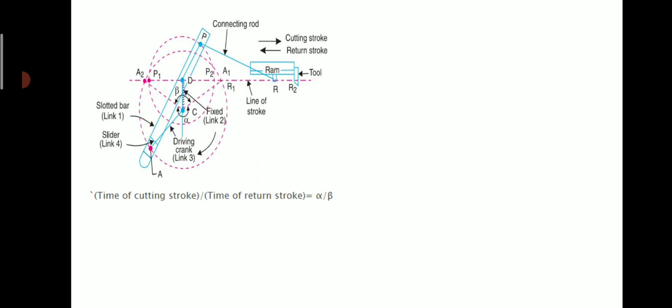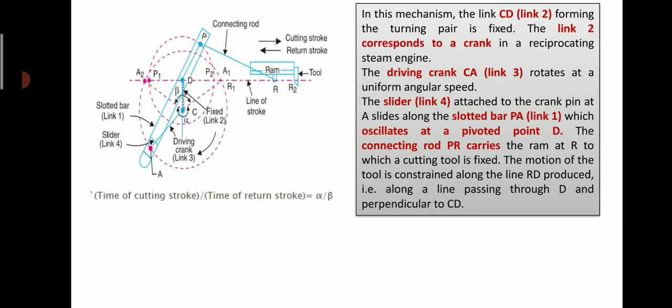The second mechanism you will see in this figure is the Whitworth quick return mechanism. In this mechanism you will see that the link CD, link number 2, forming the turning pair is fixed. The link number 2 corresponds to the crank in a reciprocating steam engine. The driving crank CA, that is link number 3, rotates at a uniform angular speed. The slider 4 attached to the crank pin slides along the slotted bar PA, that is link number 1, which oscillates at the pivoted point D.